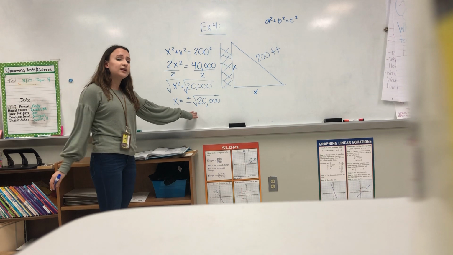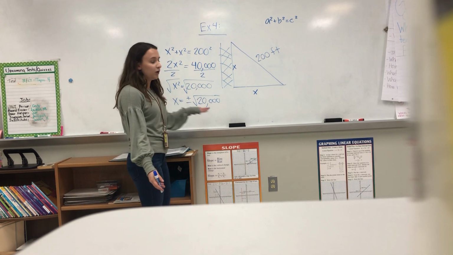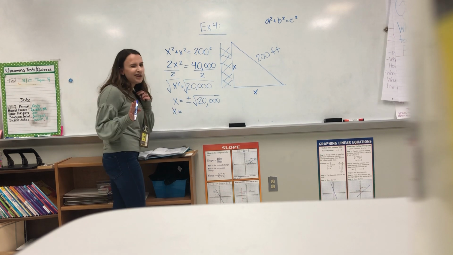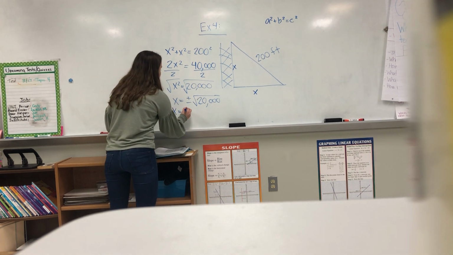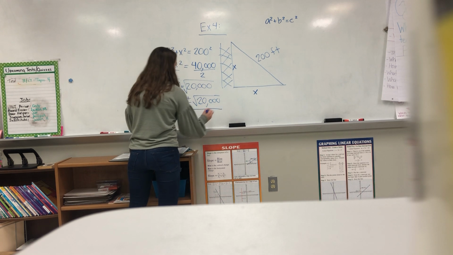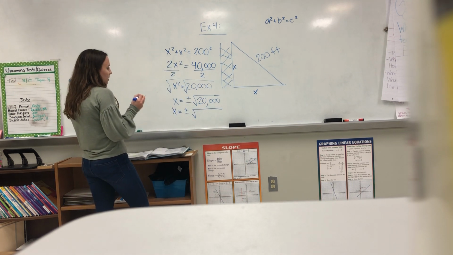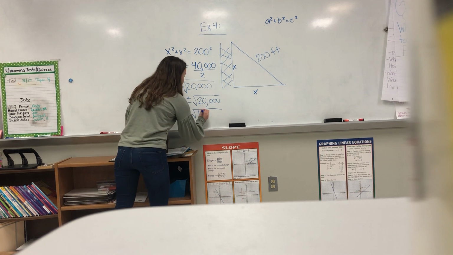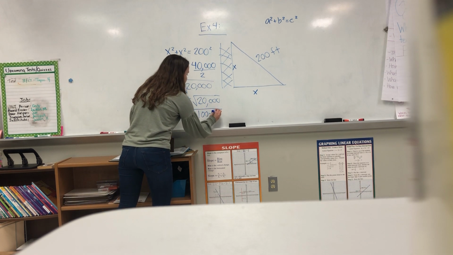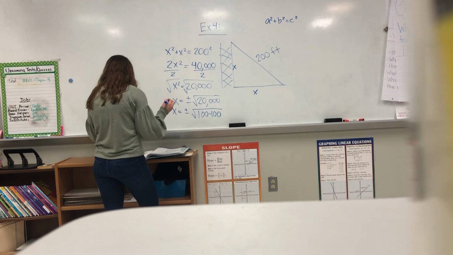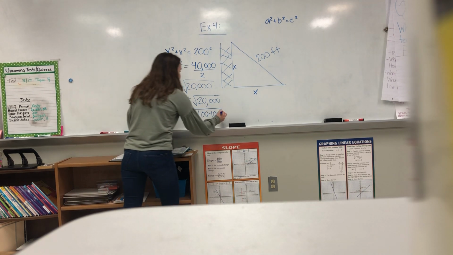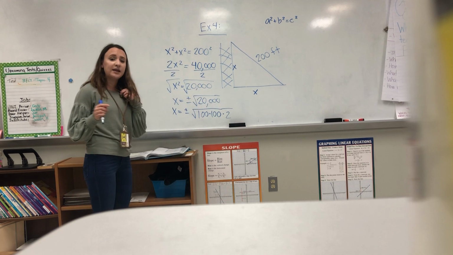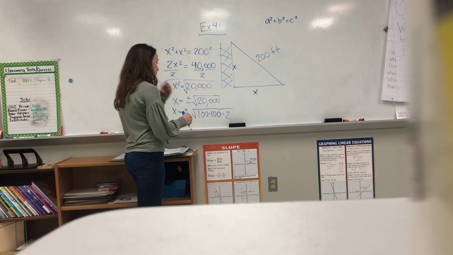We're not going to leave it like that. We're going to simplify our radical like we've learned that we can do. So I'm actually going to break this down. There's a lot of different ways you could simplify this. This is the way I'm going to do it. I'm going to break this down as, let's do 100 times 100 times 2. So 100 times 100 is 10,000, times 2 is 20,000.